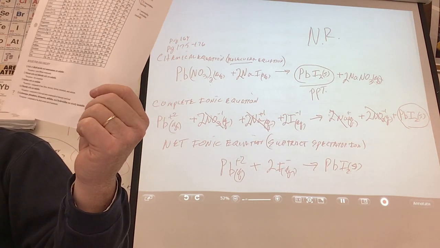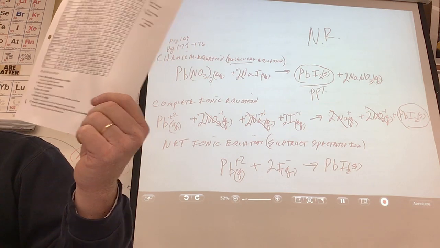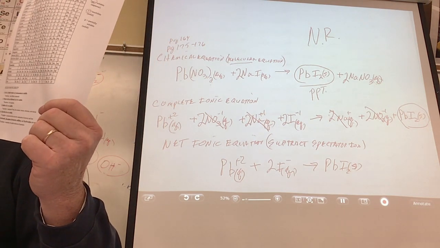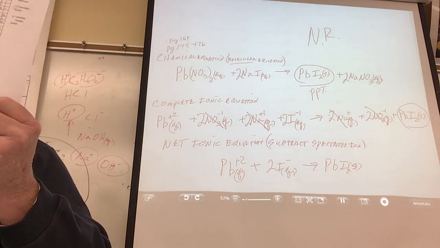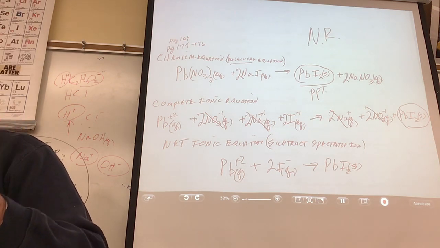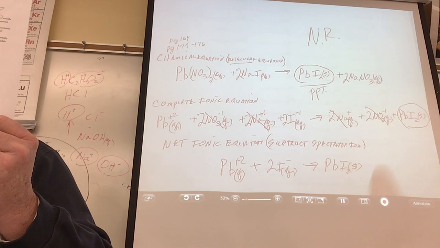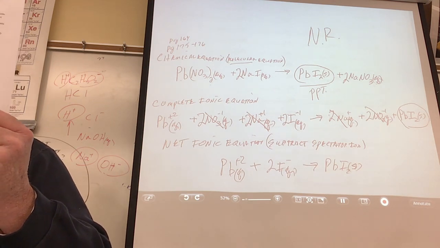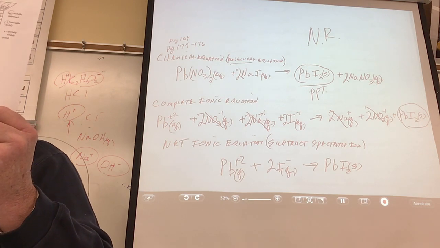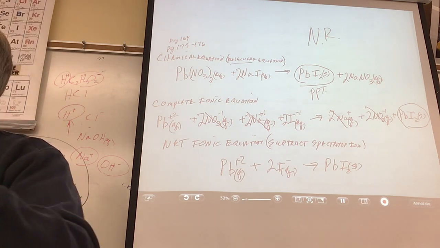This is for a double replacement reaction, and I don't need it for the reactants. I already know they're aqueous, don't I? What am I looking for here? Double replacement reaction, I look at the products. What am I looking for? Jonathan, you know. One more time. How do you know if it's going to be a solid?